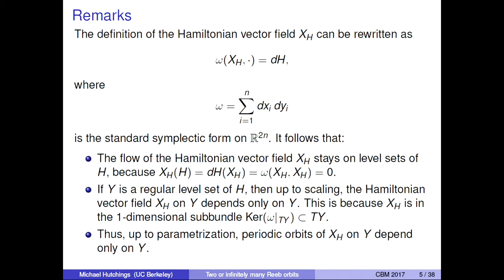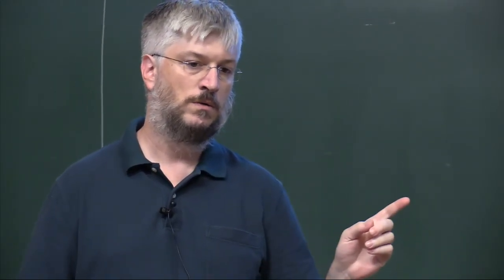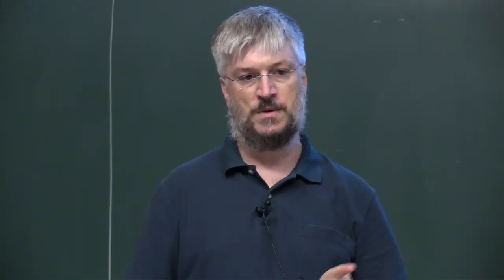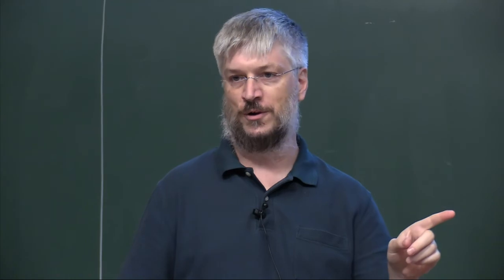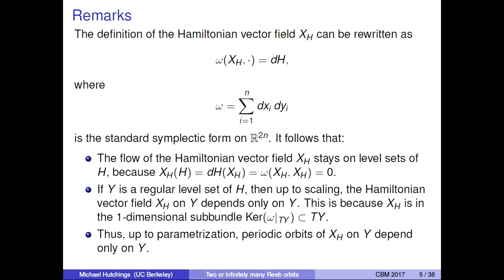And second, what you're doing on this level set of H actually just depends on the level set and not H. So if Y is a hypersurface, which is a regular level set of H, that means the derivative of H is non-zero on it. Then if you take any other Hamiltonian, which also has Y as a regular level set, then the vector field will be the same up to scaling. And this vector field always lives in a one-dimensional foliation of Y, which is the kernel of omega restricted to Y. So really, this is just a question about hypersurfaces in R^2n. So you could say, if I have a hypersurface, what can I say about periodic orbits?